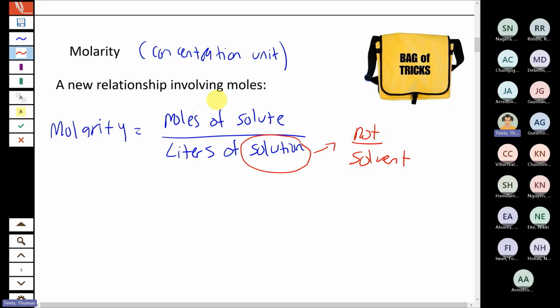But the key point that I'm making at this point is that this denominator here is how many liters of solution you have, not just the solvent that you use to dissolve it, because sometimes those numbers aren't exactly the same. If you're dissolving something in water, especially if it's a lot of something that you're dissolving, sometimes the volume of the solution will expand or contract a little bit depending on the situation, not be exactly equal to the amount of water that you put in.